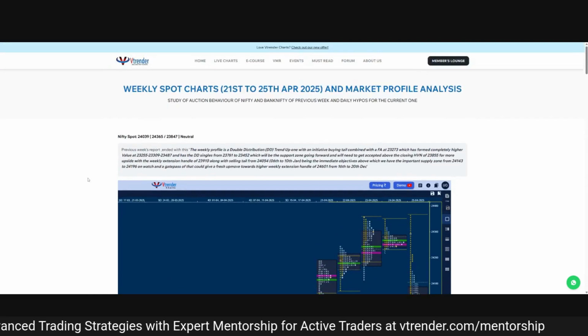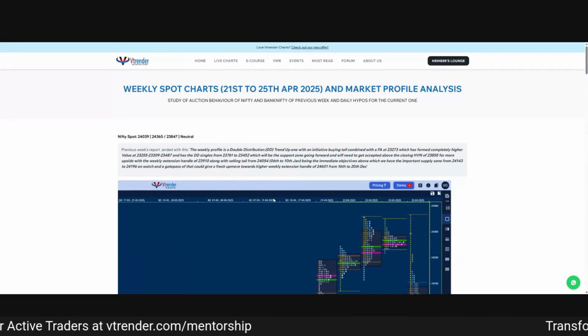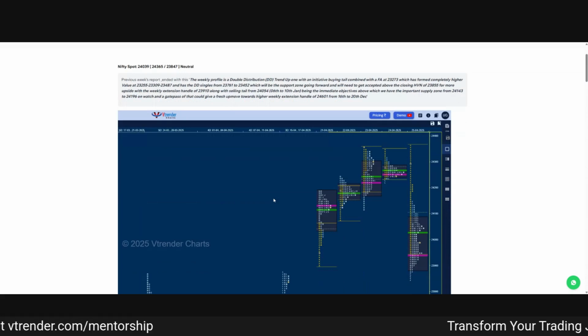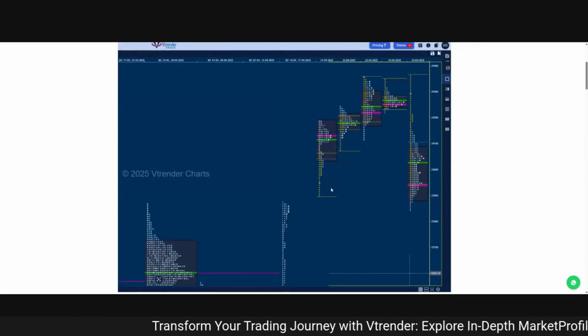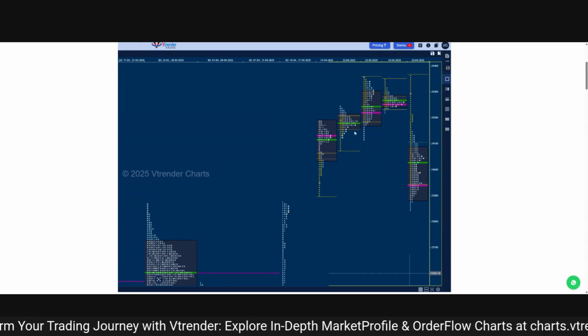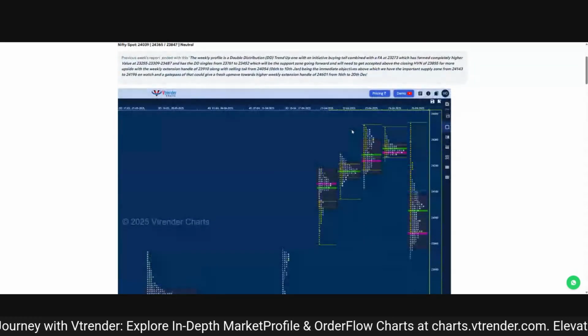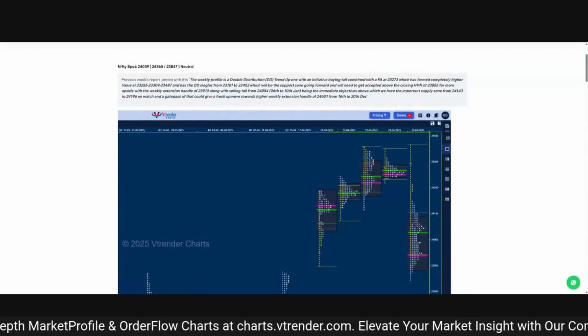So let's come to the weekly report of last week and see what we did in Nifty spot. So you have the unmerged chart of the 5 days of Nifty spot on screen. So we opened up higher and we left this initiative buying tail. So it was a bullish chart, and before that we already had the PLR marked to the upside.